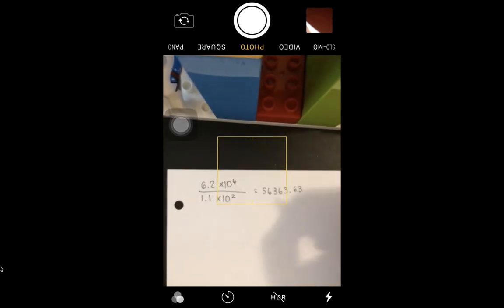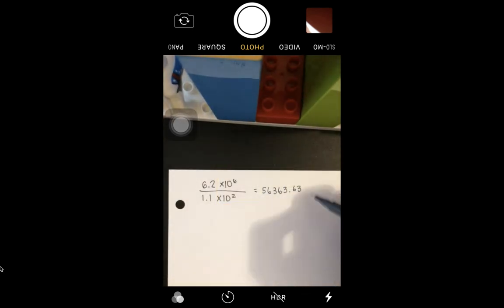So that equals 56363.63 repeated. So that might be your answer choice, A, B, C, D. Or remember, you can write it in scientific notation. Scientific notation would be the first number, 5, and then a decimal, and then everything you see after that, 636363 times 10 to the something.